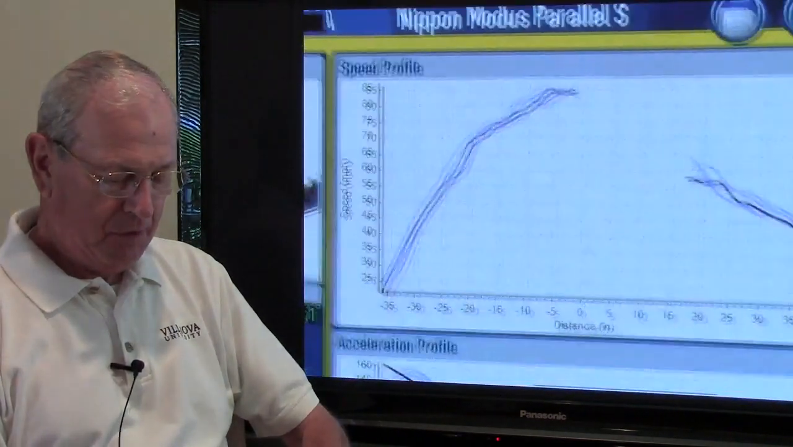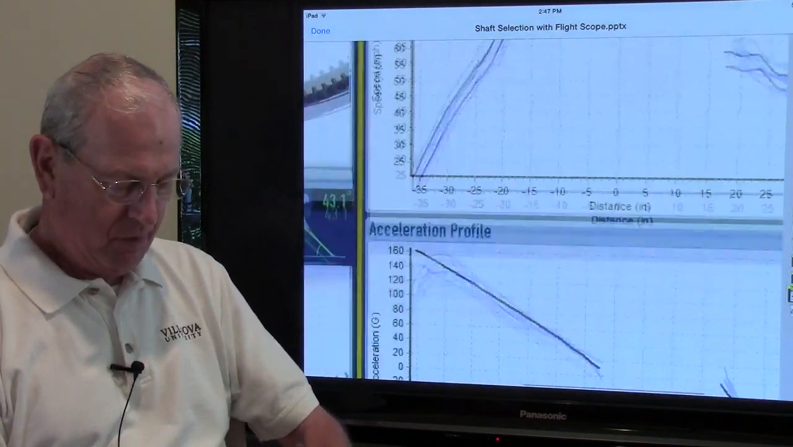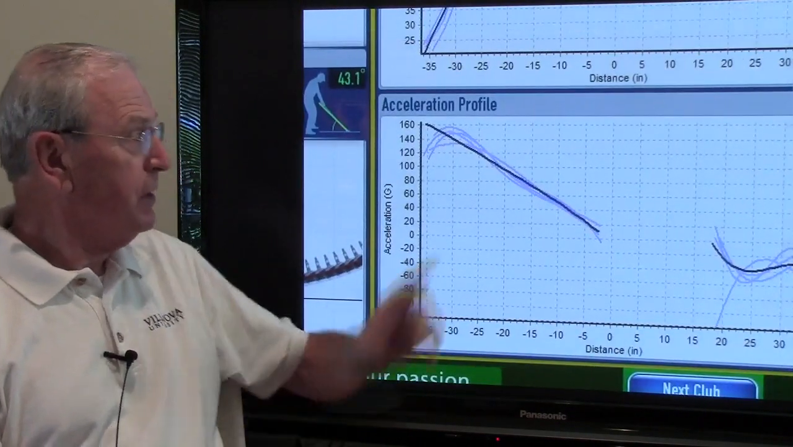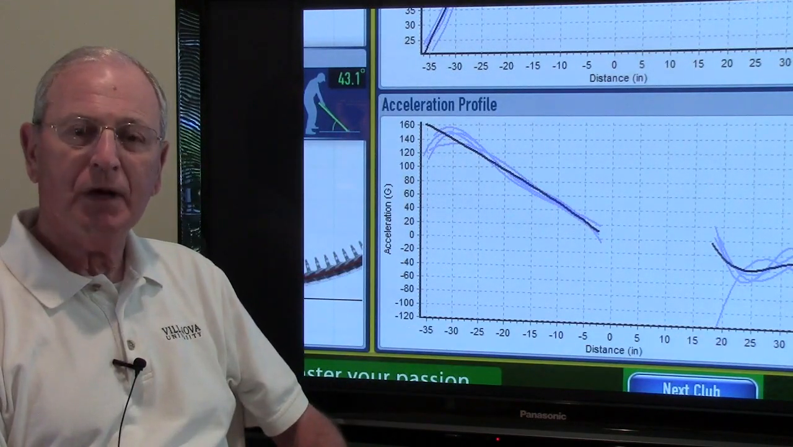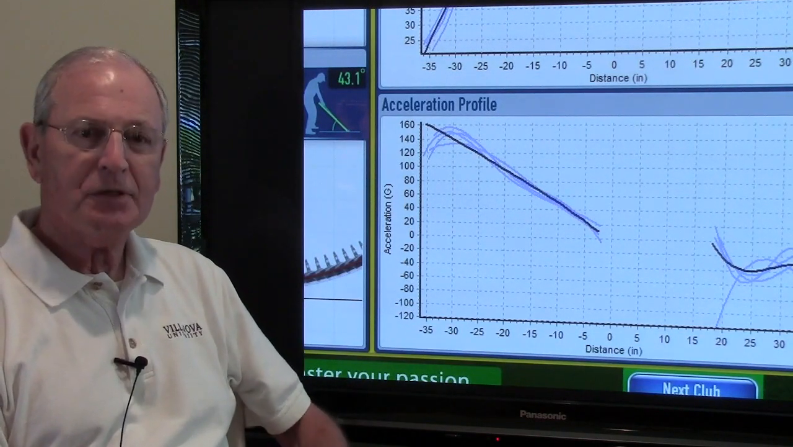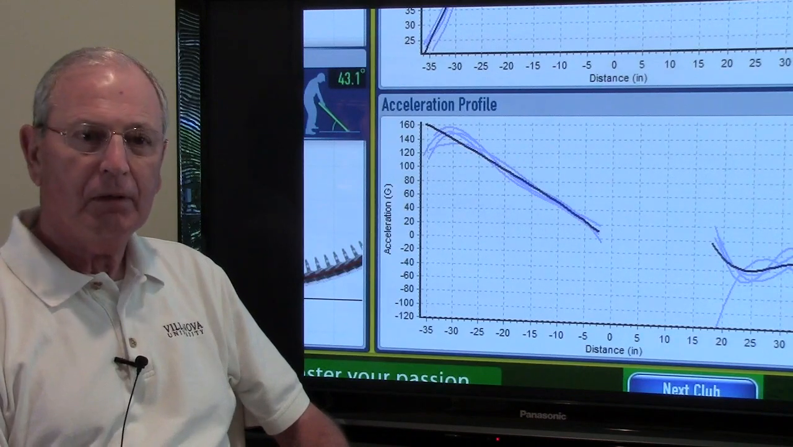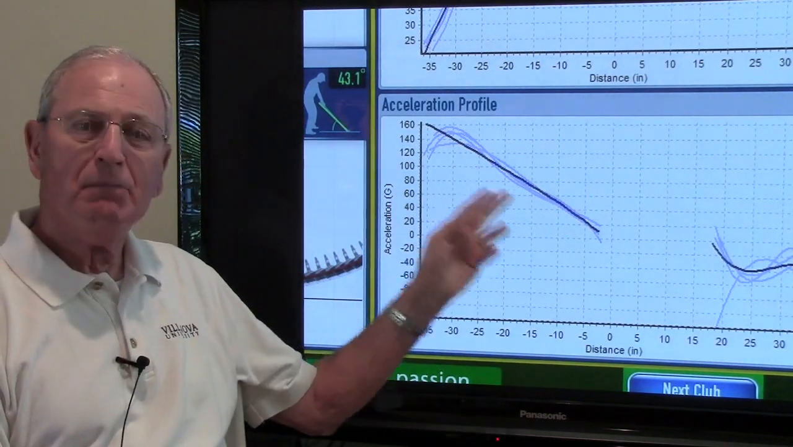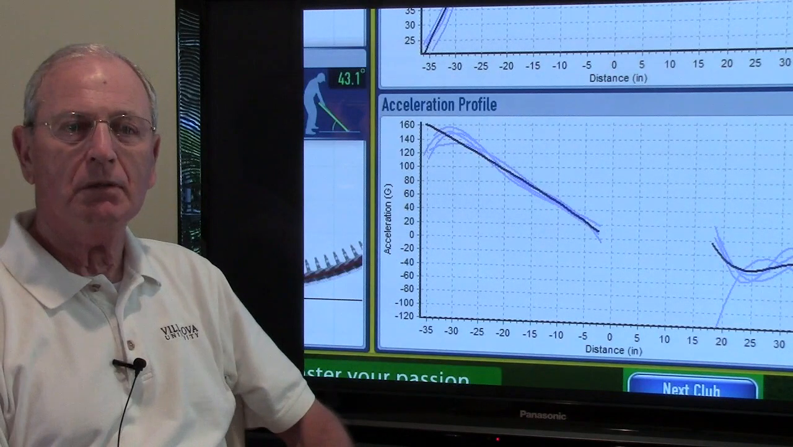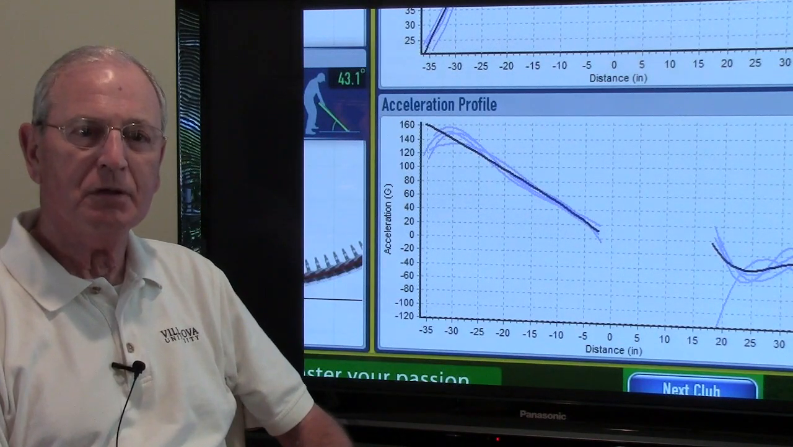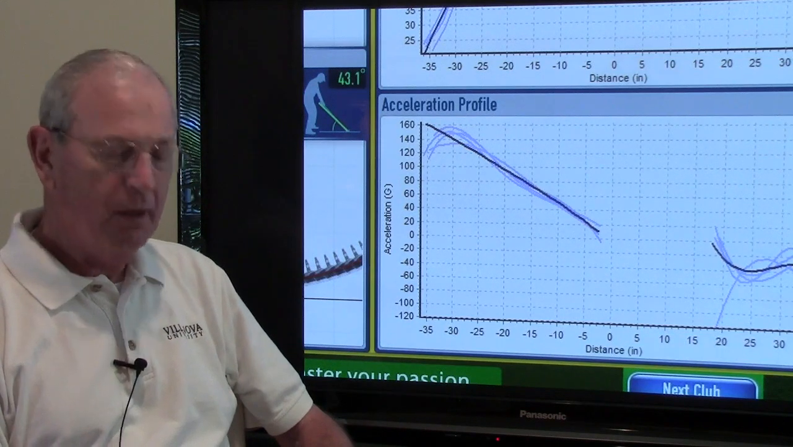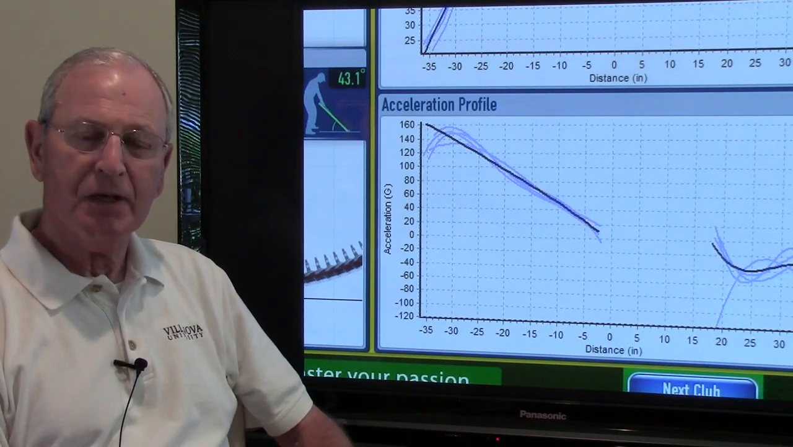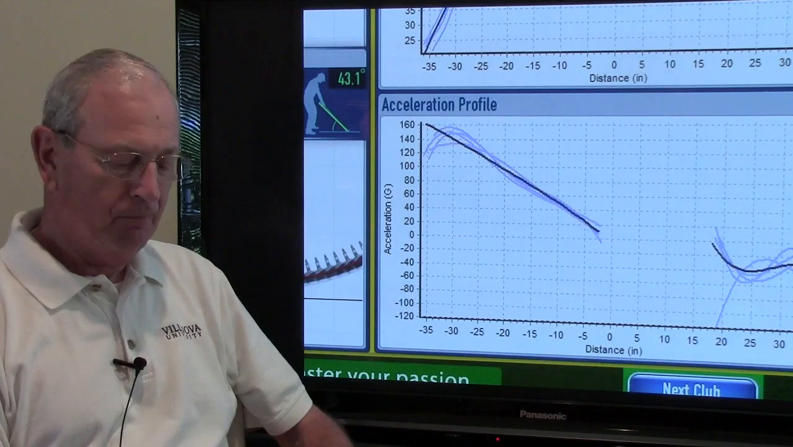Now, if you go down and we'll take a look here at the Nippon Modus, you see here that the lines pretty much lay one on top of the other. From this player's standpoint, this is ideal. He is getting the same repeatability every time he swings the club, so he can be assured as he comes into the ball and through the ball that the shaft is going to react the same way. This then becomes the best shaft for this individual.